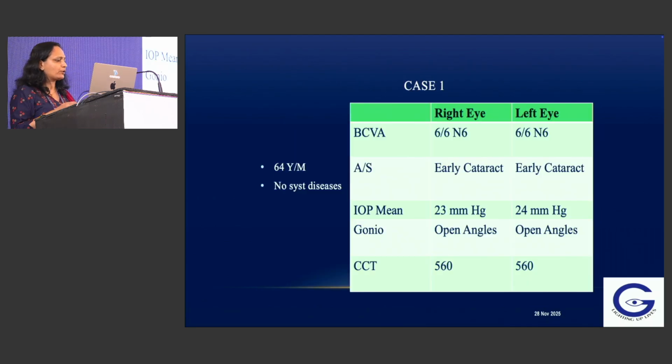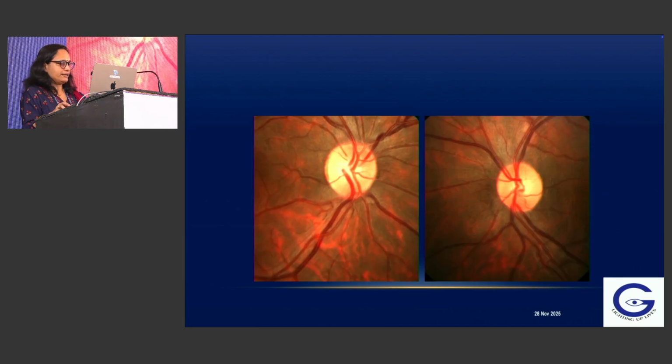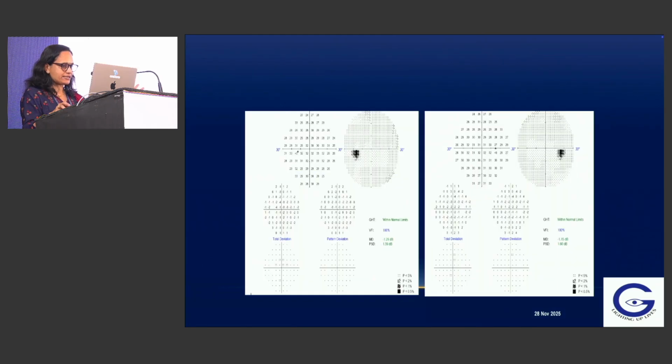So let us look at some case scenarios. This is a 64-year-old male with no systemic disease. Everything else was normal. His pressure was 23 and 24 millimeters of mercury with a central corneal thickness of 560. Discs are healthy. Field test normal.